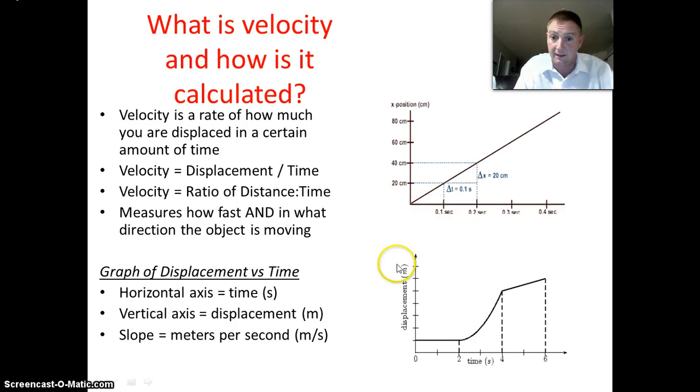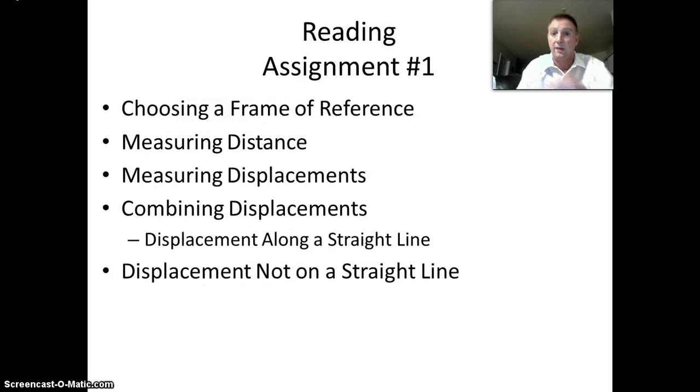Notice here, if I'm not moving at all, my position doesn't change. My displacement doesn't change. Velocity is 0. If I see a curve, that means I'm covering more and more distance with each moment in time. Curves mean acceleration. Positive change means a positive velocity. Negative change would be a negative velocity. Remember, velocity is measured in meters per second, displacement in meters, and time in seconds. Units are important.